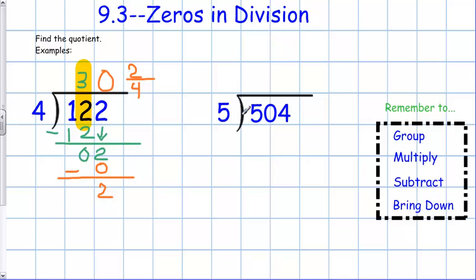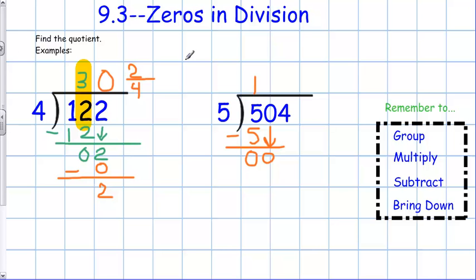Alright, let's take a look at another example. 504 divided by 5. My steps say I'm going to need to group, multiply, subtract, and bring down. So how many groups of 5 can go into 5? 1. 5 times 1 is 5. So I'm going to subtract that. Then I'm going to bring my 0 down.